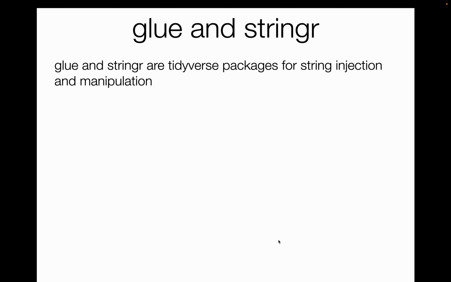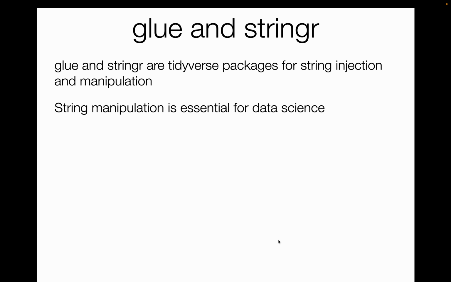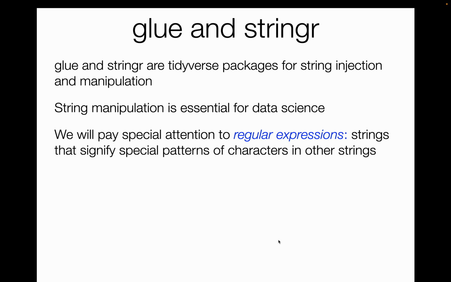So glue and stringr are both tidyverse packages for string injection and manipulation. I guess I should be more clear. Glue is not actually loaded when you load the tidyverse. You have to load it yourself, but stringr is loaded with the tidyverse. String manipulation is essential for data science because you're going to work with a lot of strings. There's a lot of text analysis. Almost everything will maybe be loaded into R as a string, and we don't want it to be a string anymore. Strings come up a lot, and we're going to work with them.